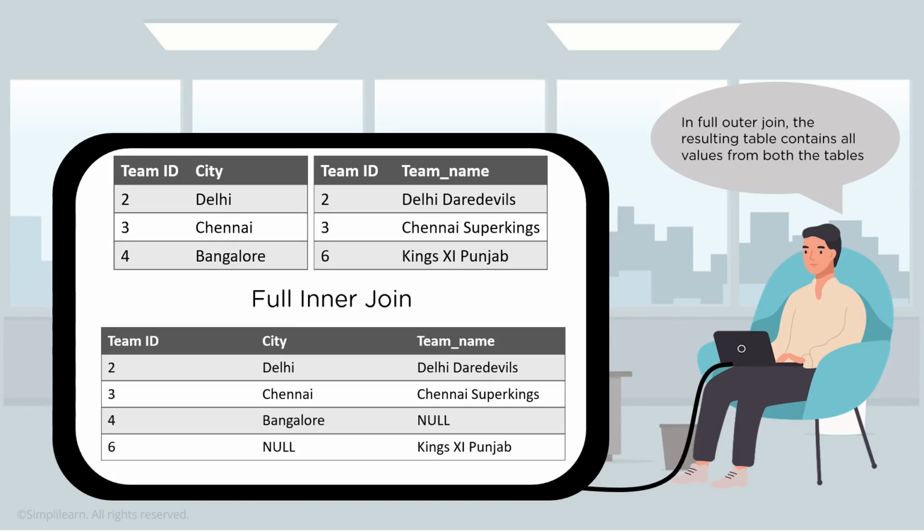And in a full outer join, the resulting table contains all values from both tables. So we still have Delhi and Chennai, and we have Bangalore, and we have the Kings, but their corresponding nulls exist as well. Since this one doesn't have a match, it still shows up, but you get a null, and then this one doesn't have a match, it also still shows up, and you get a null.